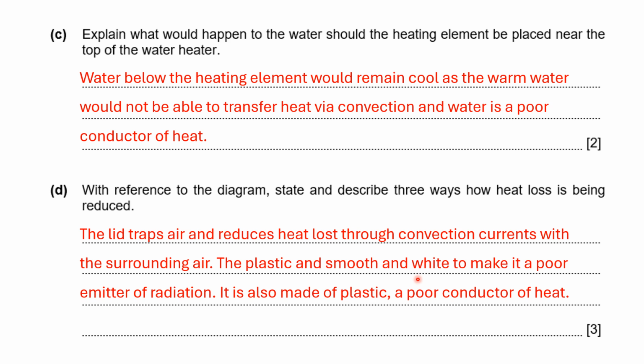Now, refer to the diagram and state and describe how heat loss is reduced. So first, the lid traps air and reduces heat loss through convection currents with the surrounding air. So any air that gets heated up by conduction from the warm water at the surface would be trapped within. It would not lose a lot of that heat to the surrounding air by escaping. Next, the container is plastic, smooth and white, making it a poor emitter of radiation. And because it's also plastic, a poor conductor of heat, that reduces heat loss by conduction.